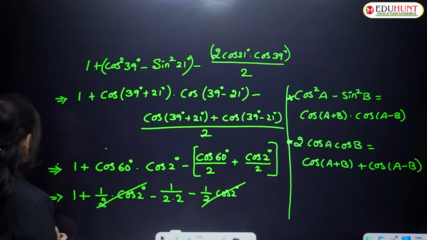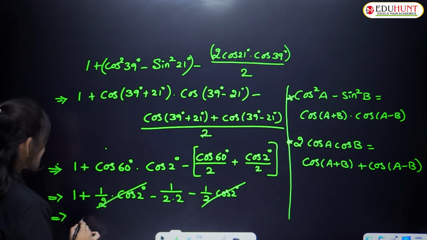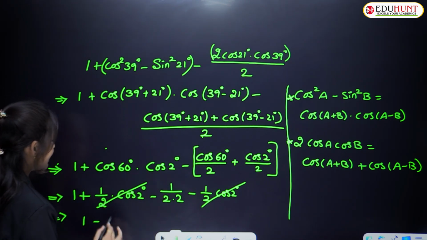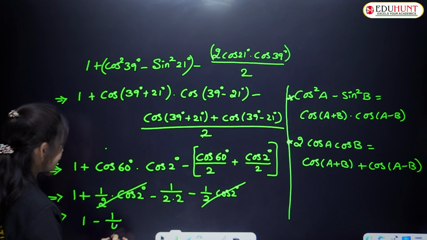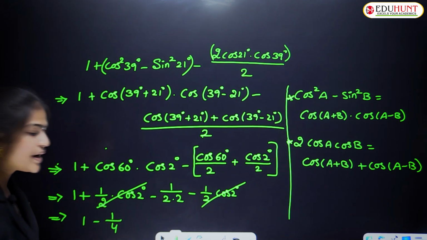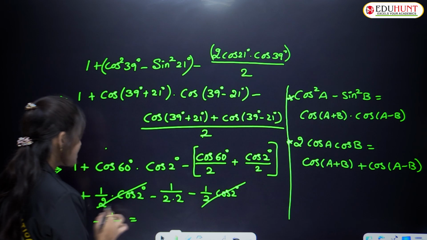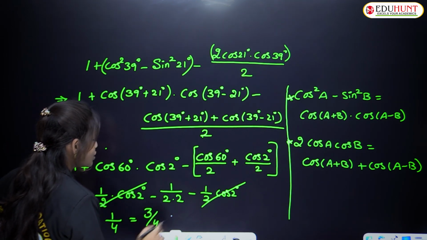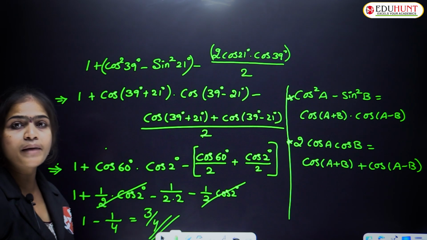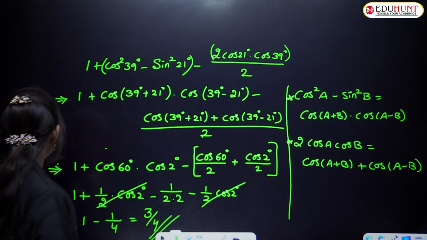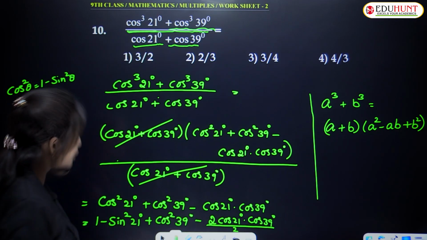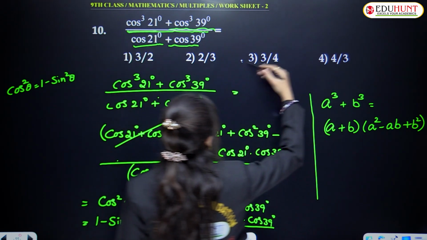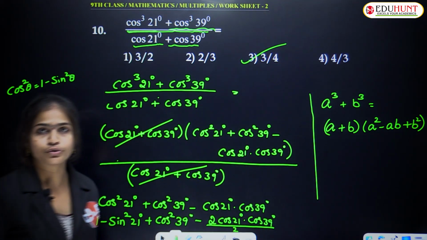Okay? So see here the leftover numbers: 1 minus 1 by 2 into 2 is 4. Okay, so 1 minus 1 by 4 is 4 ones 4, 4 minus 1 is 3. So 3 by 4. So what is the answer here? 3 by 4 is the required answer. So what is our option here? Which option is correct? Yes, option 3 is correct, that is 3 by 4.